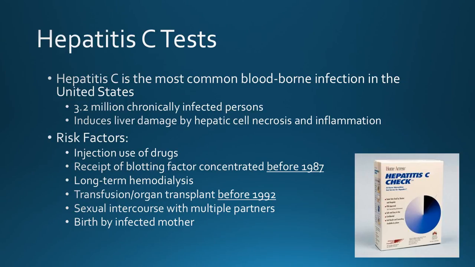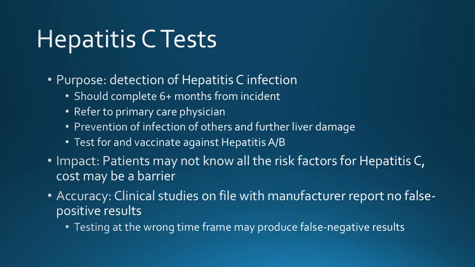Injection use of drugs, that includes both illicit drugs and even steroids. And then sexual intercourse with multiple partners is another key consideration for hepatitis C. Obviously, the purpose of this is to detect hepatitis C infection. One of the most important points is that it should be completed 6 months from the suspected incident.